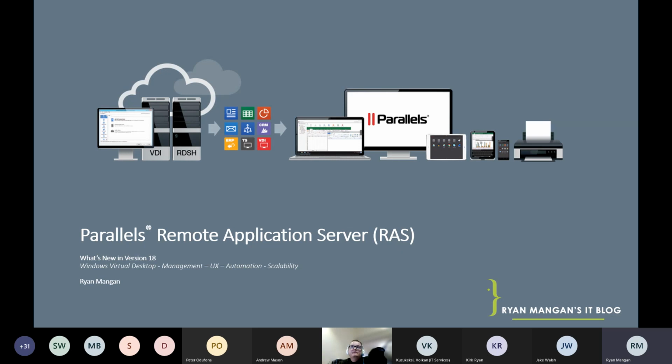Cool. All right. So today we're just going to talk about Parallels RAS. If you're not familiar with Parallels RAS, you may be familiar with a long time ago, 2X, which was like the first version of a VDI management tool, which some industry veterans worked on back in the day, like Citrix and so on.